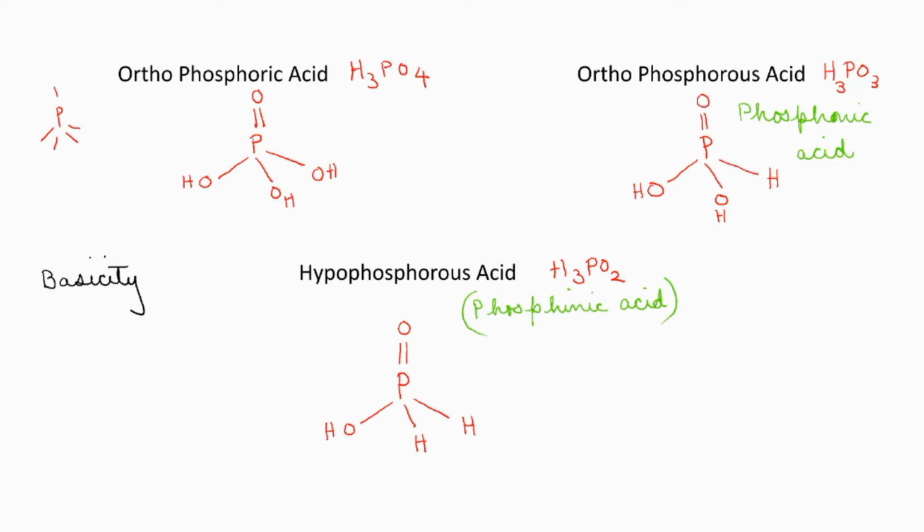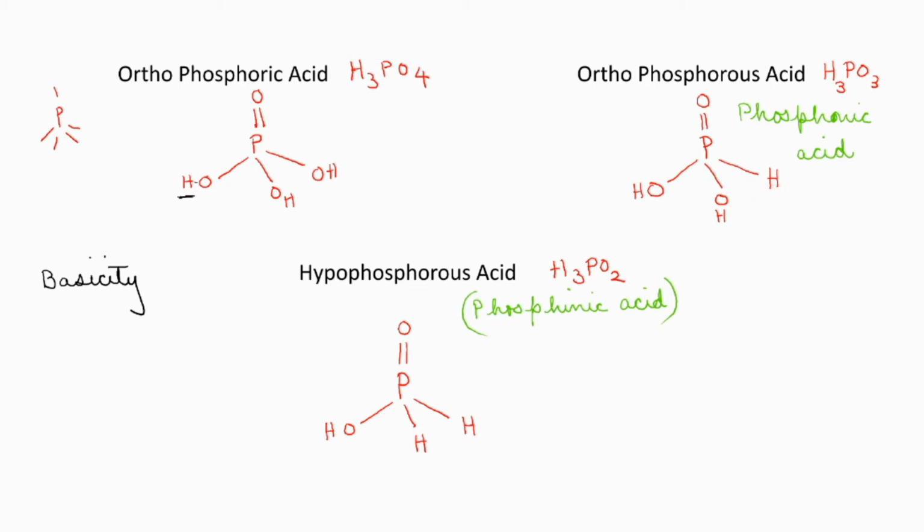In addition to that, you will be getting questions related to the basicity of these acids. What is basicity? 1 molecule of this acid can produce how many H plus ions in solution? Remember, the hydrogen that is attached to oxygen is the ionizable hydrogen, correct? Whereas the hydrogen that is directly attached to phosphorus cannot be ionized easily, or it won't be getting converted into H plus ion directly.